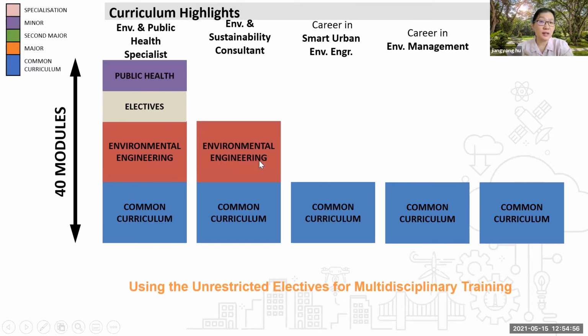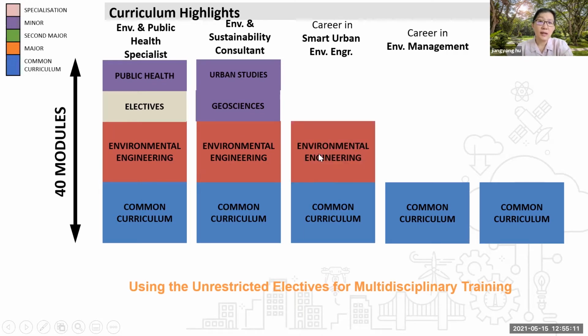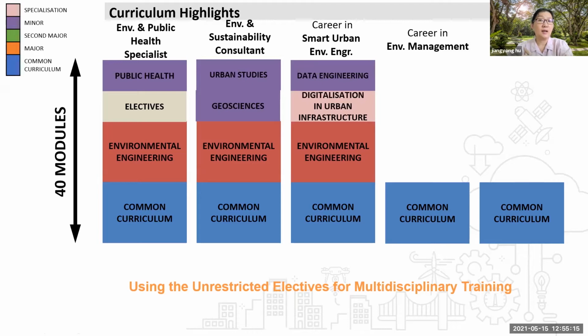You can also consider 2 minors, one in urban studies and another in geosciences, with your environmental engineering major. Eventually you train yourself to become an environmental sustainability consultant. You can also consider environmental engineering major plus 1 minor called data engineering, and another specialization in the digitalization of urban infrastructure. So in the end, you become a smart urban environmental engineer.